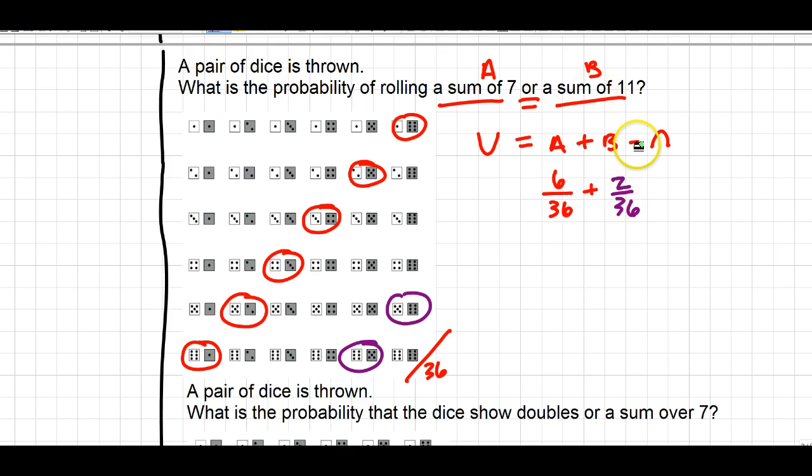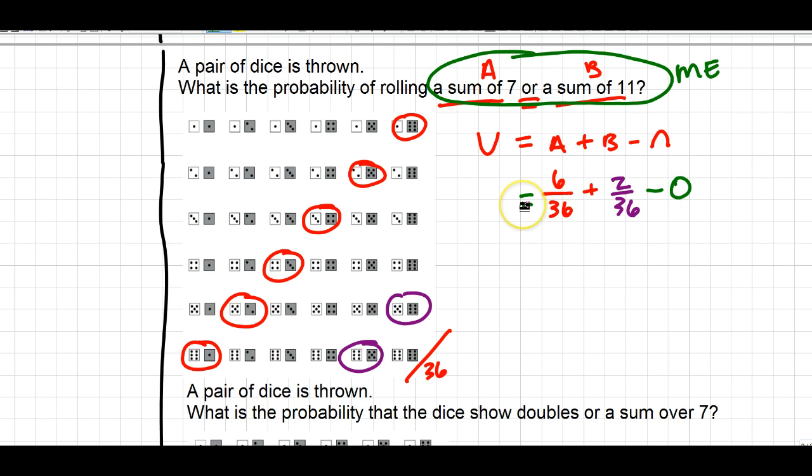Now the intersection would be anything that I've circled for both sets. I didn't circle anything in red and purple, so what does that mean? Think about our vocab from today. These two events are mutually exclusive because there is no overlap for us to take away. The formula still says to look for it though, so we're just going to say we're not going to take away any because there isn't any. And so our union here is just going to be the two probabilities added together.